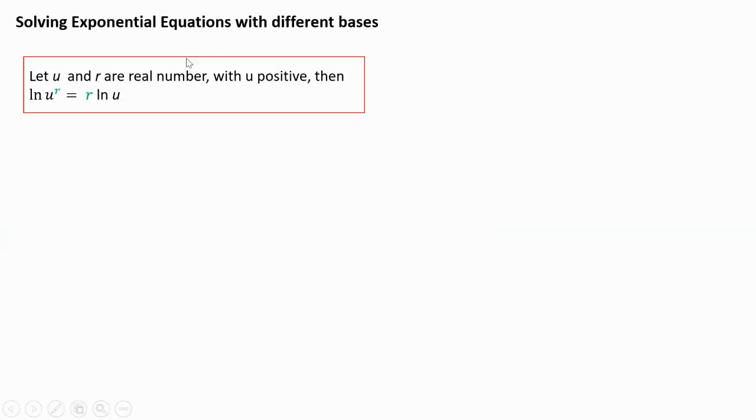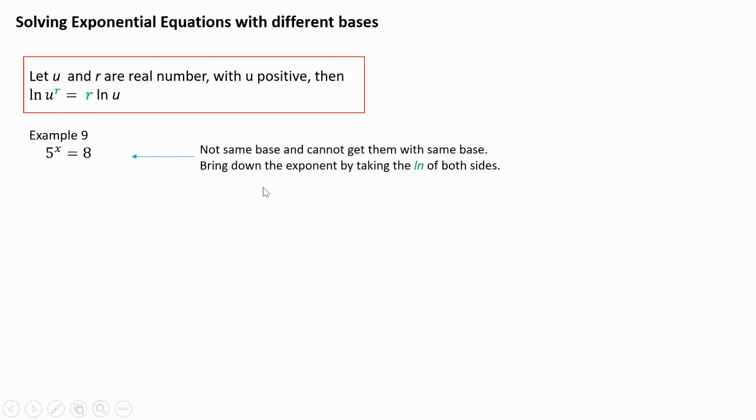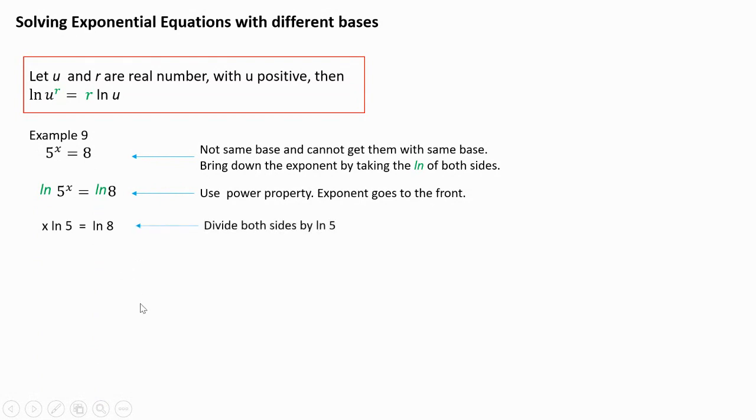Again, this is a property that we just learned. If u and r are real numbers with u being positive, then the ln of u to the r equals r ln of u. The r goes to the front, as I explained earlier. Here is an example. Not the same base, so we take the ln of both sides. By the rule, the x goes to the front. Now we divide both sides by the ln of 5.